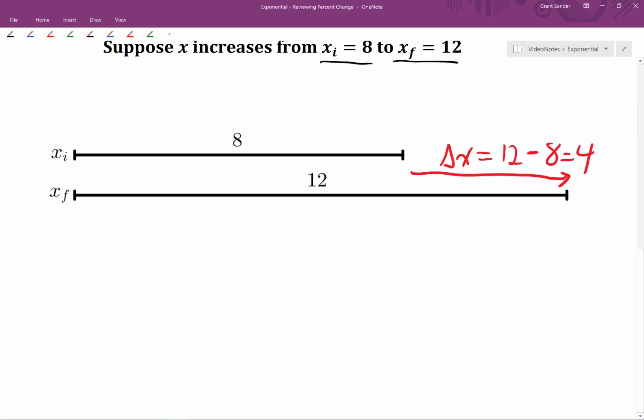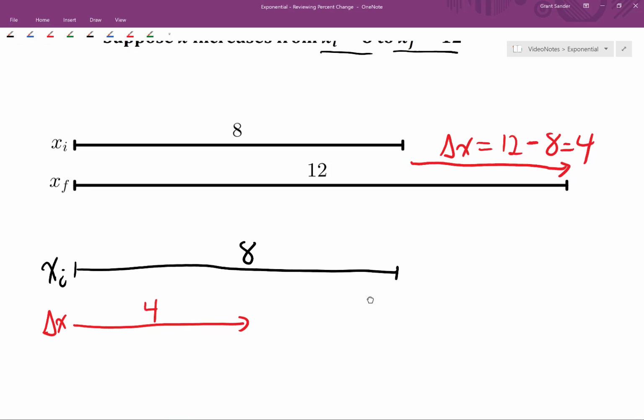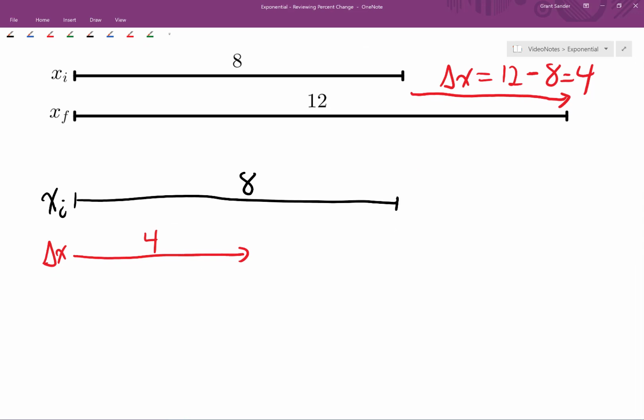Now it's common to compare this change in x to our initial value of x. So I'm going to attempt to draw x_i, or our initial value of x, so our segment there, and then I'll redraw this change in x right here. So recall that the initial value of x is 8, and our change in x was 4. So it's common to compare this change in x to our initial value of x.